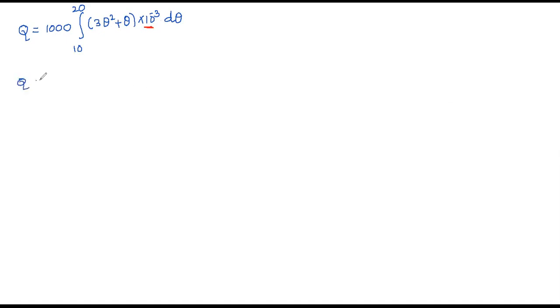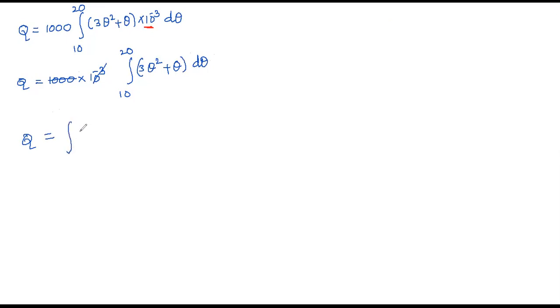So therefore I am getting q is equal to this 1000, because it is a constant, that's why I am taking out, into 10 to the power minus 3 integration from 10 to 20, upper limit lower limit, 3 theta square plus theta into d theta. Now see, this is minus 3 and this 10 power 3, this will get cancelled. So q is equal to, directly you are having this one.